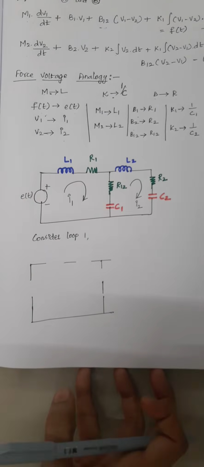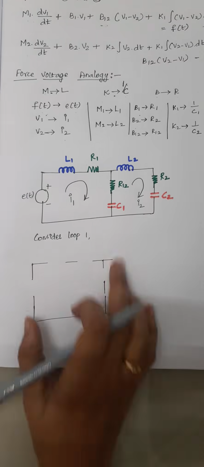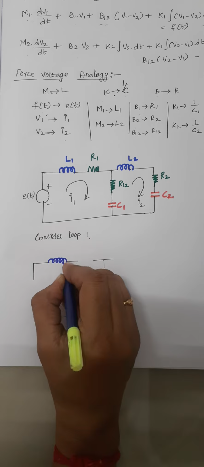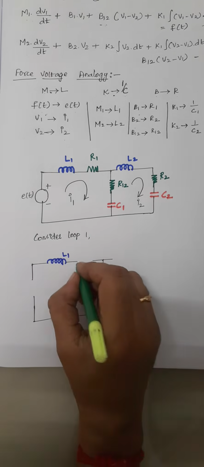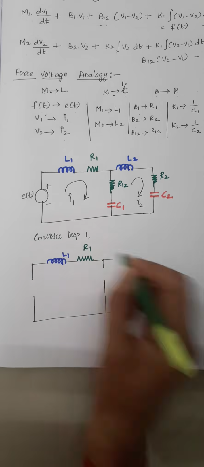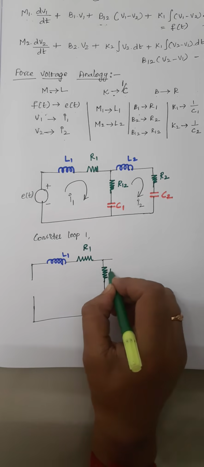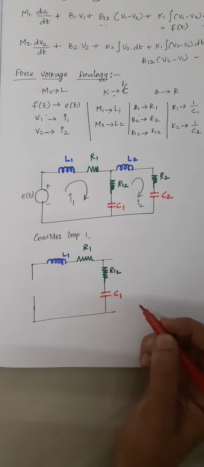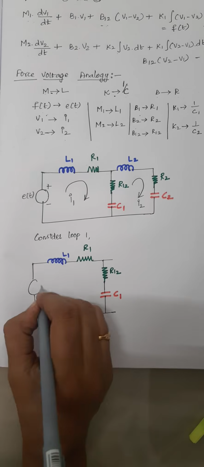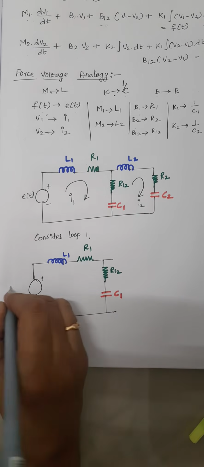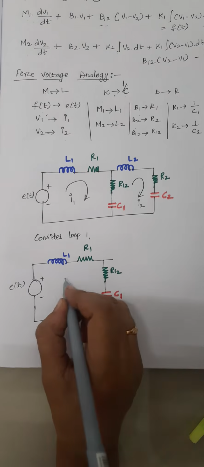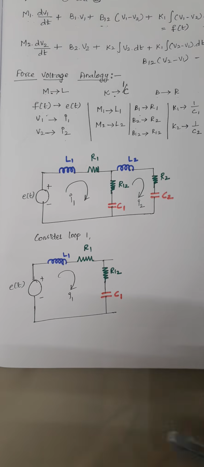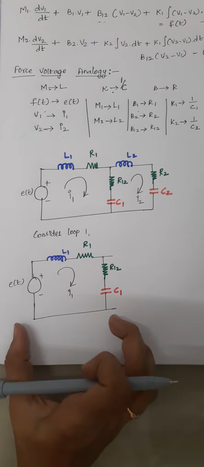And the next one is, we are going to consider our loop 1. So just draw the loop 1 as such. We are having an inductor L1, and I am having a resistor R1, and again I am having a resistor R12, and finally I am having a capacitor C1 and a voltage source here, plus minus, and this is represented as E of t, and I1 is the current flowing through the circuit. Right. Now I am going to write the equations for this loop.